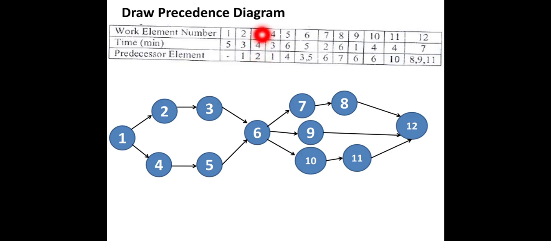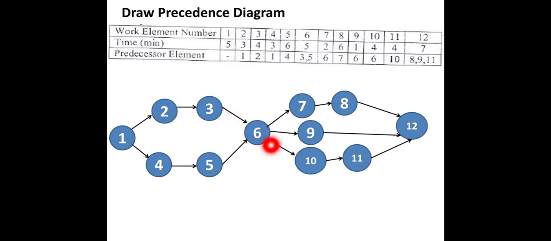From 1 it goes to element number 4. Now I have a provision of considering 2 and 4 in the predecessor element row. I have 2 here, I have 4 here. From 2 it goes to 3. From 4 it goes to 5. Now I have provision of considering 3 and 5. So 3 and 5 is a combination, and it goes to 6.